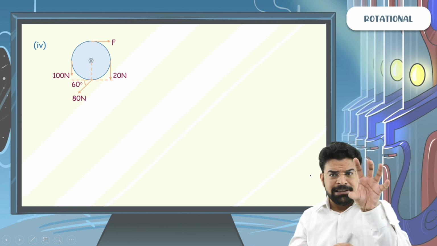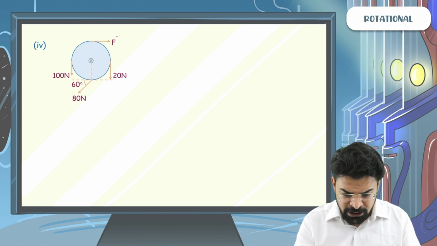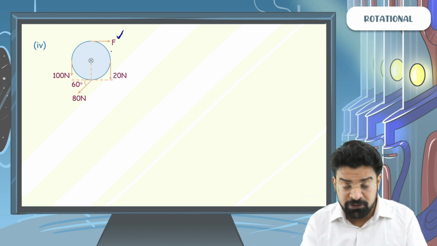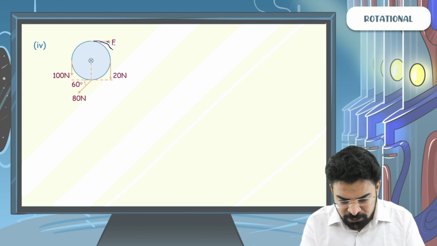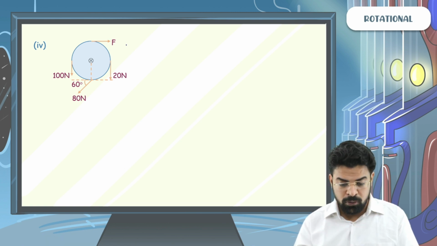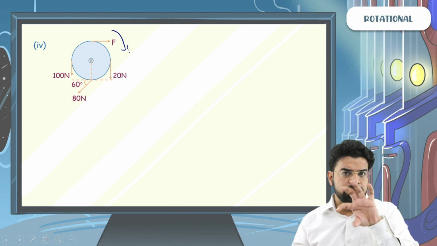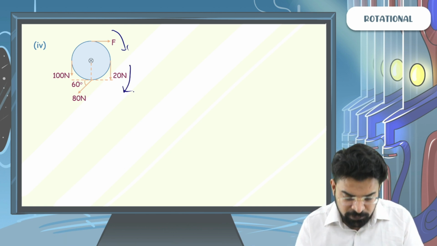Now on this disc, which is hinged at its center, there are multiple forces acting. Visualize that this force F is trying to turn it which way? Think of it one at a time. So sir, the force F is towards the right. It will try to turn it clockwise. What about the 20 Newton force? It acts on the periphery, downward. It is also trying to turn it clockwise.